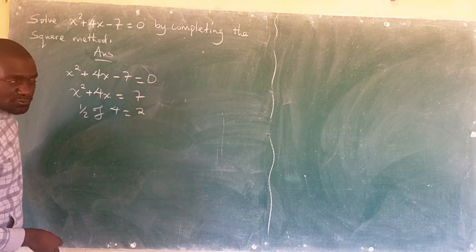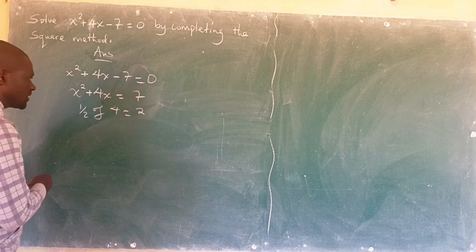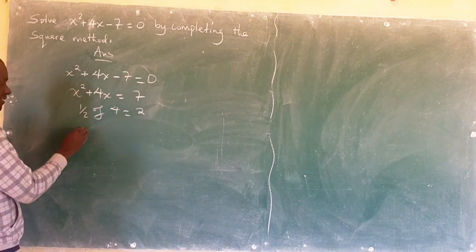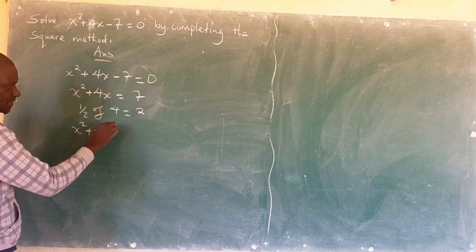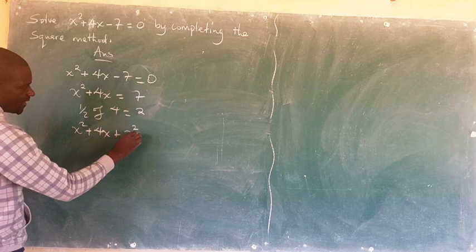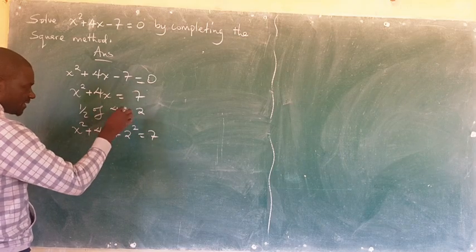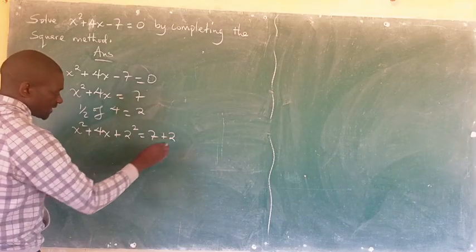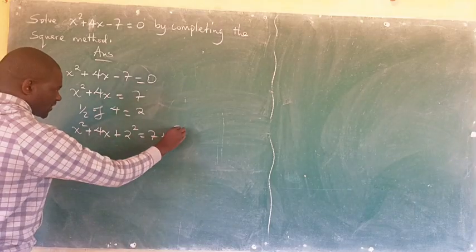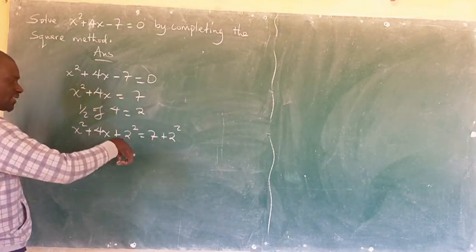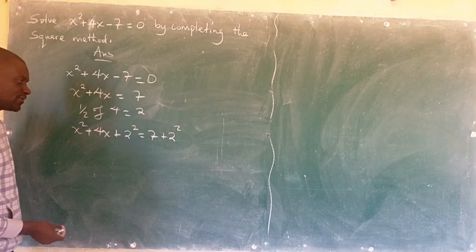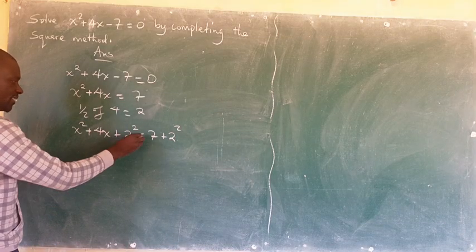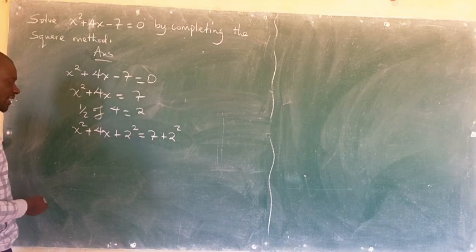Then we will square that 2 and add it on both sides, meaning we'll say x squared plus 4x plus 2 squared is equal to 7. Again, the same 2 we add here, squared, so that nothing changes. If this one is brought to this side, it will be 2 squared minus 2 squared, which is 0, meaning there's nothing that we've changed. The equation is still the same, it's equivalent.